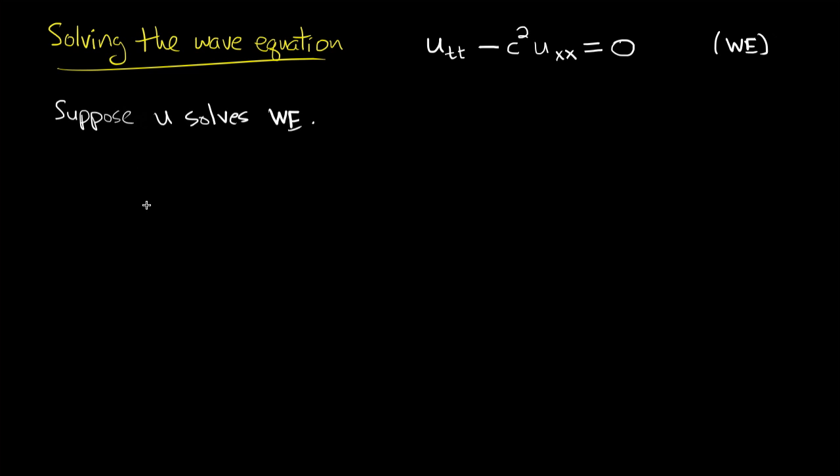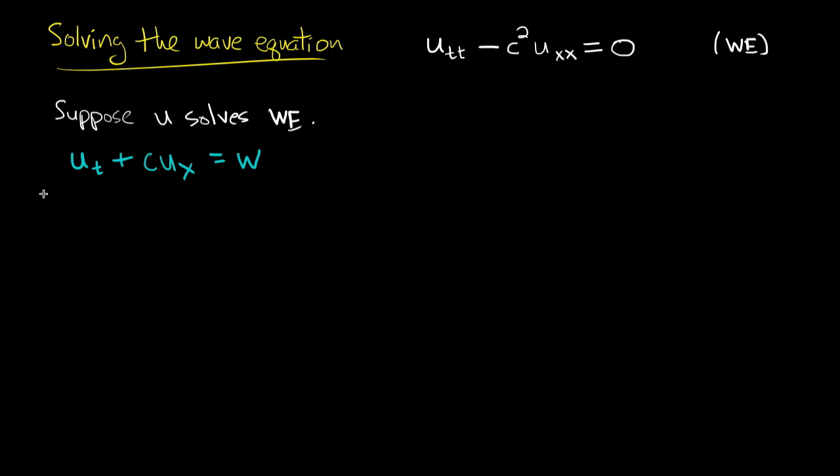Now, what happens if I take U and plug it into the transport equation? Let's plug it into UT plus CUX. What comes out? Well, I don't really know. U solves the wave equation, so we don't know if it solves the transport equation or not. So something comes out. Let's call it W.